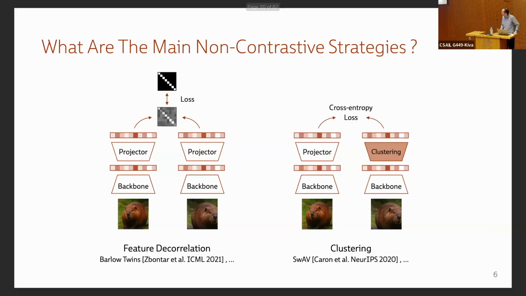The other family of approaches are clustering based, where what you do is very similar to what you had before, but you introduce some clustering here, because the idea is that you would like to partition your inputs into different clusters and use these clusters as pseudo labels for training your model so that you don't collapse.